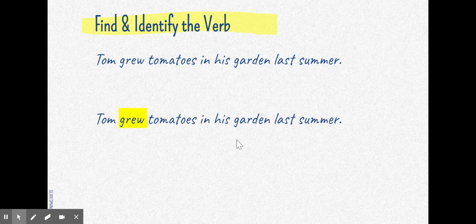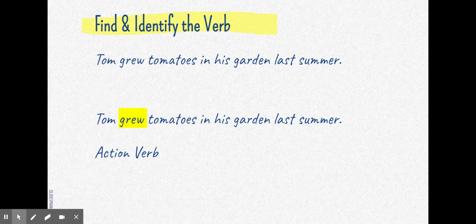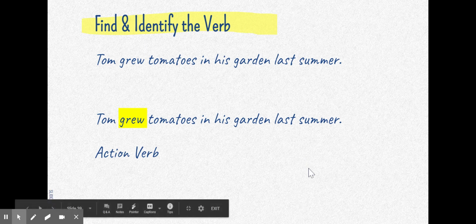We know that it's grew, like I said, and it is an action. Growing is a physical action that he's doing here. He is growing the tomatoes, meaning planting them in the ground and watering them and taking care of them and that kind of thing. It's an action. Grow here is an action verb.